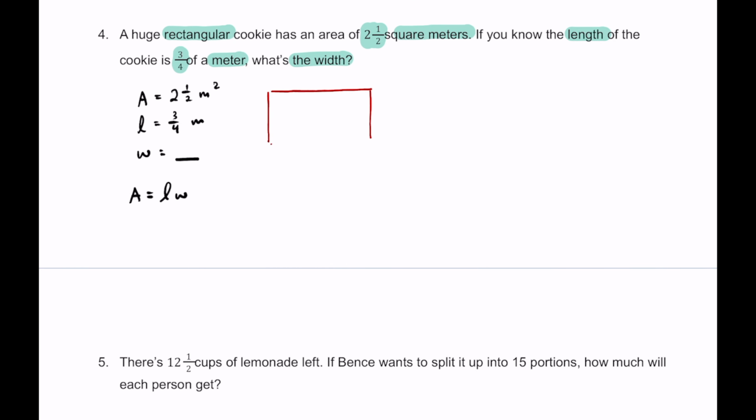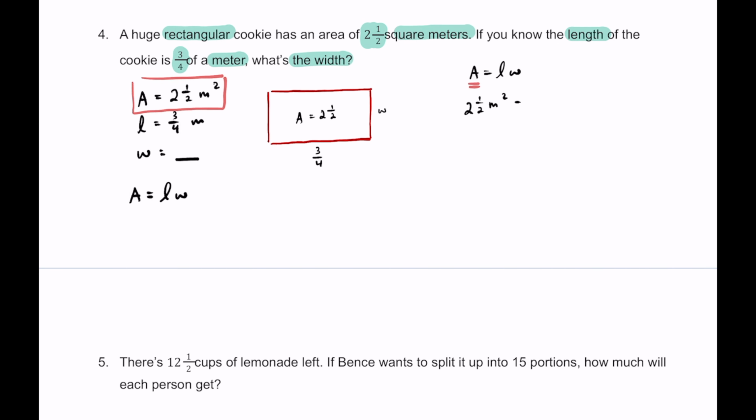So we have this giant cookie here, and inside we know the area is equal to 2.5. I'm just going to leave off the units for a moment. And we know the length is going to be 3/4. I'm going to put that over here. And the question is what is the width? Right? So if we know the formula for area is equal to length times width, we can make some substitutions here and say, okay, this area we know is equal to 2.5.